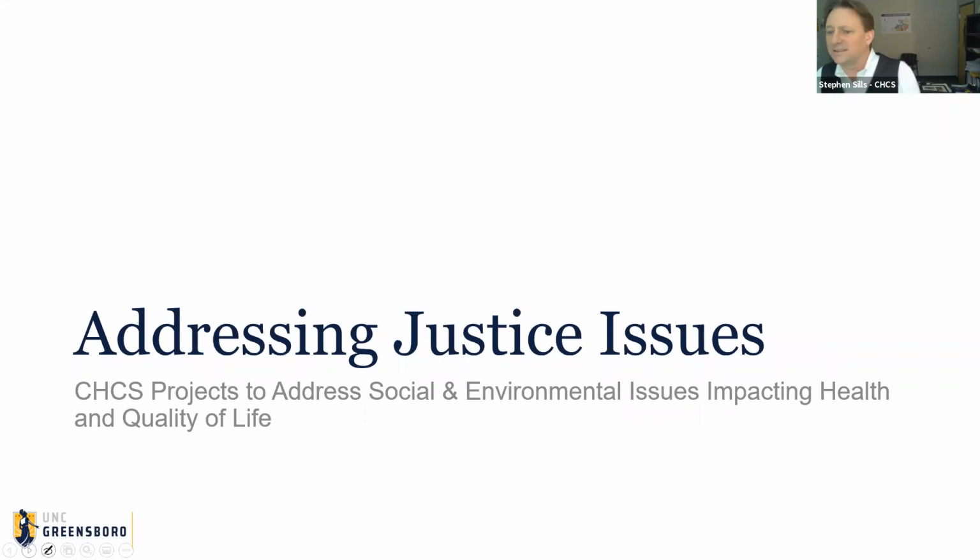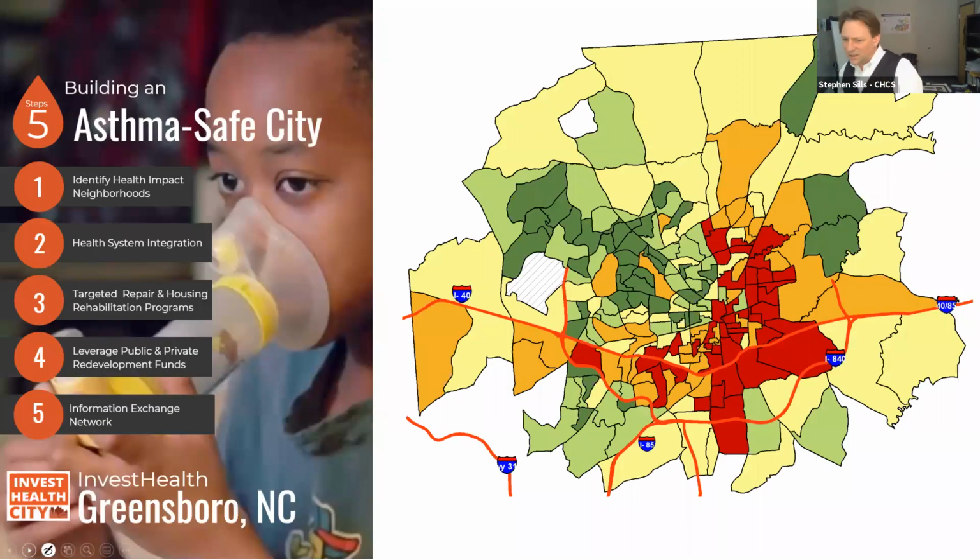So this is the lay of the land. This is the social and environmental justice issue that we are trying to address. And now I'm going to talk about 5 projects that UNCG Center for Housing and Community Studies is involved in as a partner with community to address some of these issues. First, let's talk about housing quality and its correlation with respiratory illnesses, in particular pediatric asthma.